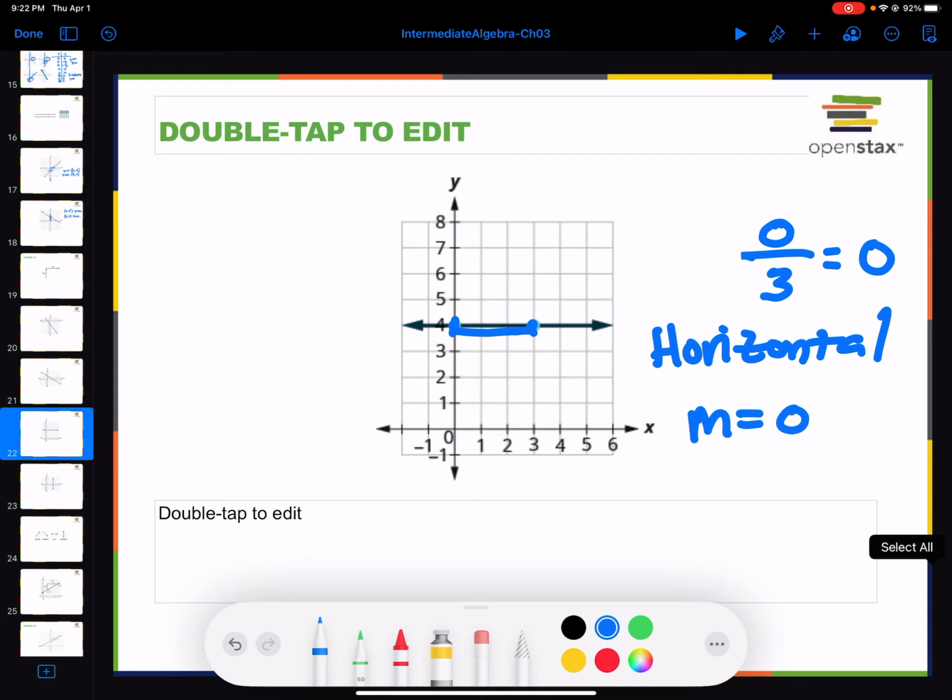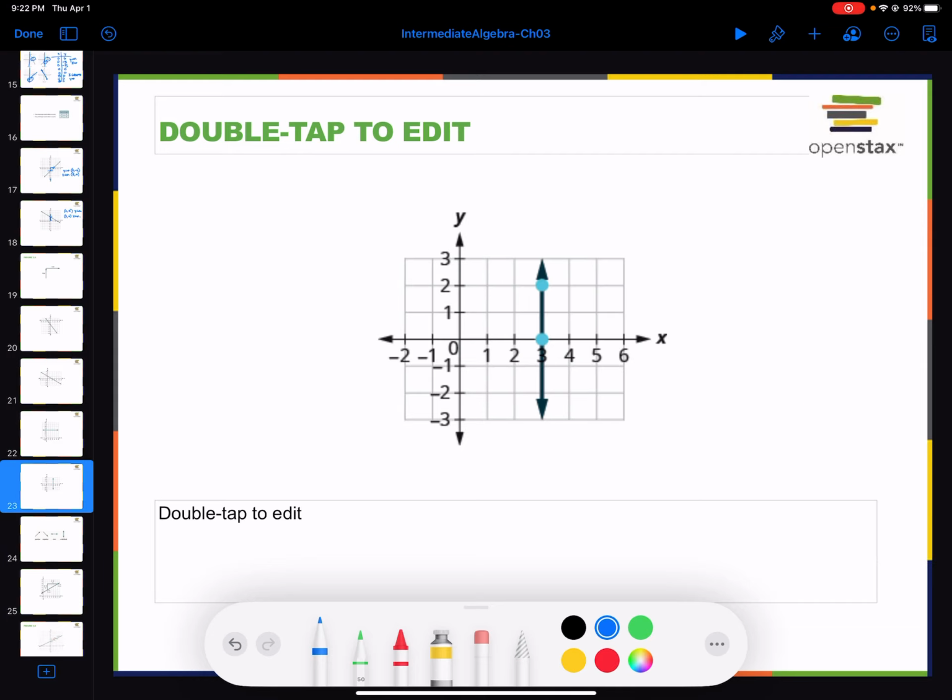Now the tricky case is this next one. Now we have a vertical line. Our rise in this example is 2, and our run is 0. This is not allowed. We do not want a 0 in the denominator. This is what's called undefined.